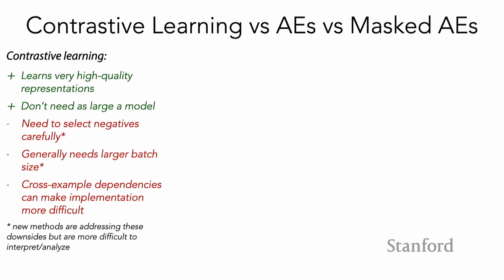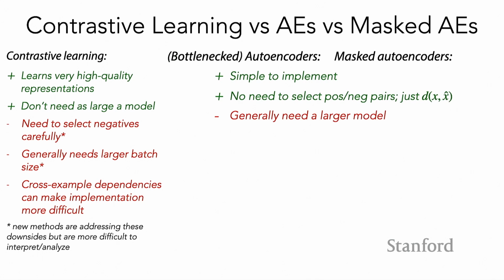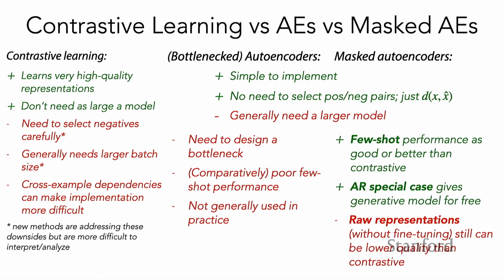A couple of pros and cons of contrastive models, autoencoders and masked autoencoders. I don't know if I need to really enumerate these because we're right about out of time, but I think the main trade-off is that, especially using some of these new contrastive learning methods that don't require sampling negatives anymore, the contrastive models learn really high-quality representations, but the masked autoencoders might be a little better if you're actually going to fine-tune the model.